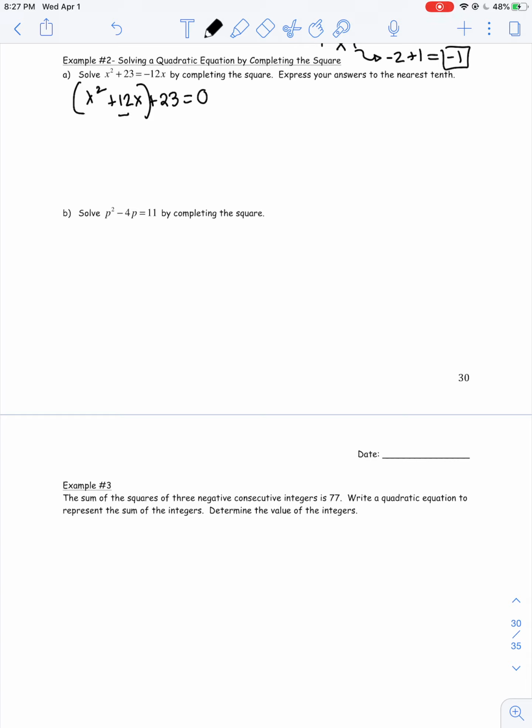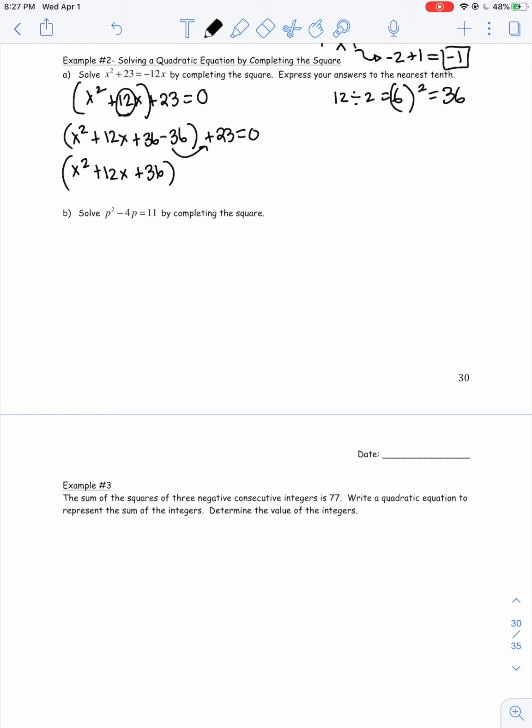So then you're going to take half this number, 12, which is 6. Half of 12 is 6, and then when you square the number, you get 36. So that's the number you're always going to have to add and subtract right after that 12x. So you're going to have positive 36 minus 36. Plus 23 still is there, but outside the brackets. Then you're going to bring that minus 36 out, but because there's no a value, you can just bring it out and not have to worry about anything. So it's going to become minus 36 outside the brackets plus 23 equals 0.